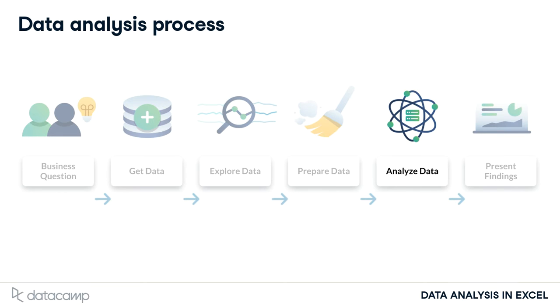Analyze the data. This is the fun part of working with data. Here's where you work to answer the business problem. We'll use Excel to do calculations that will help us analyze past Kickstarter projects. This will help us understand how to build a successful campaign ourselves.